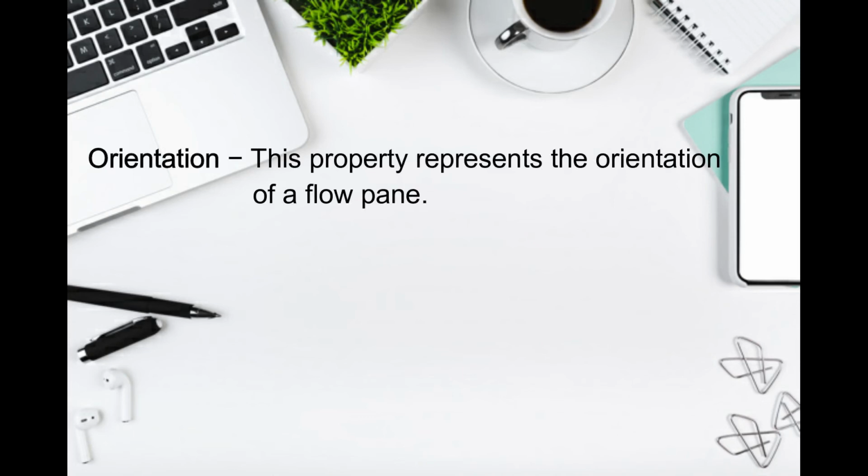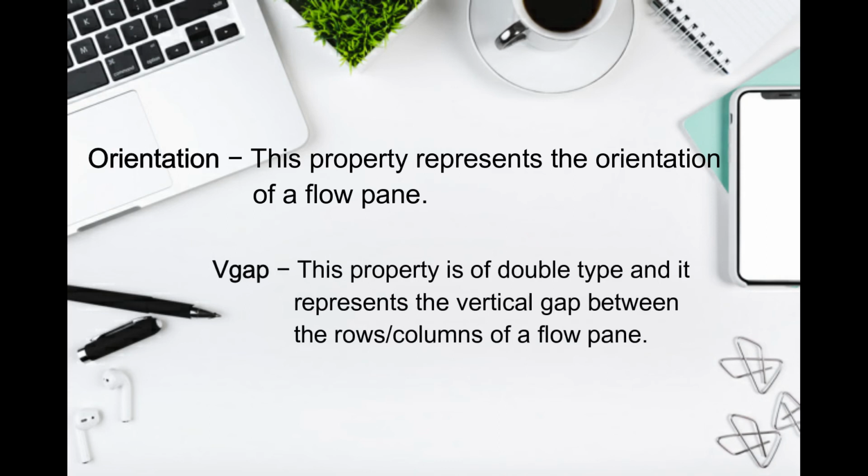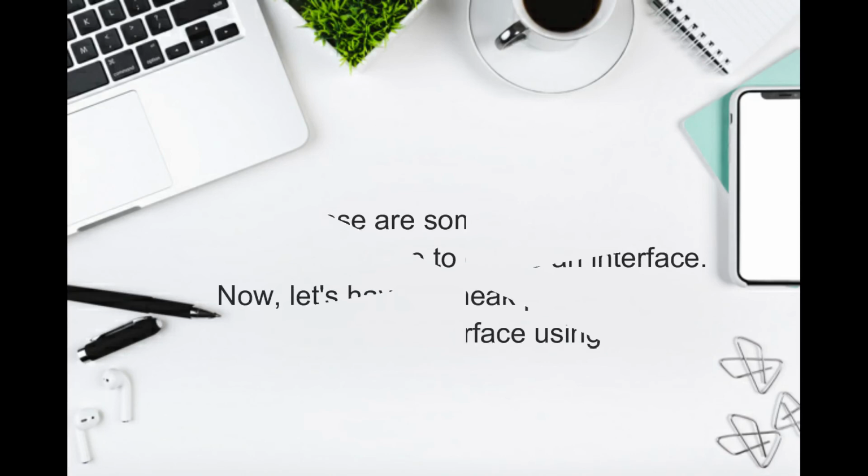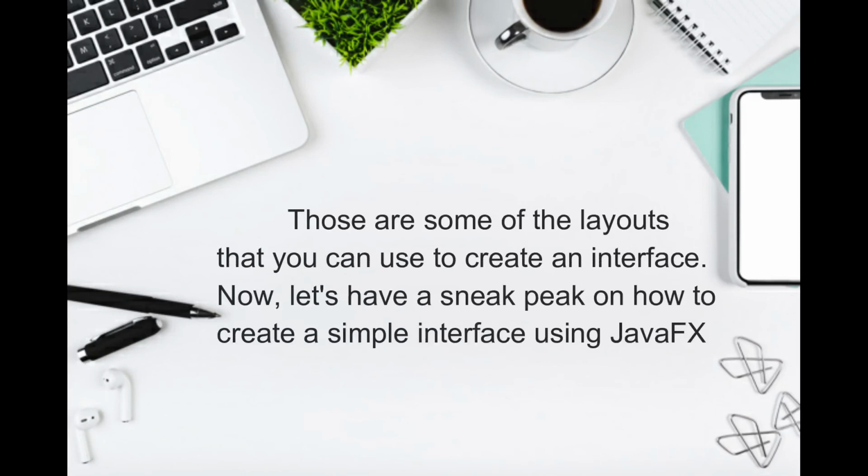Orientation. This property represents the orientation of a flow pane. vgap. This property is of double type and it represents the vertical gap between the rows and columns of a flow pane. Those are some of the layouts that you can use to create an interface. Now, let's have a sneak peek at how to create a simple interface using JavaFX.